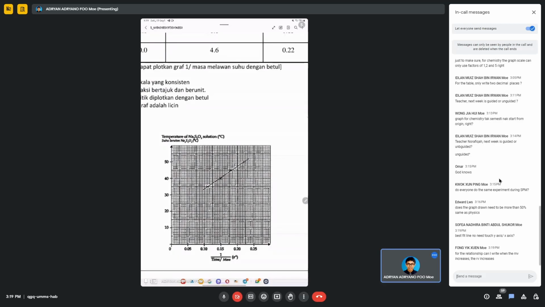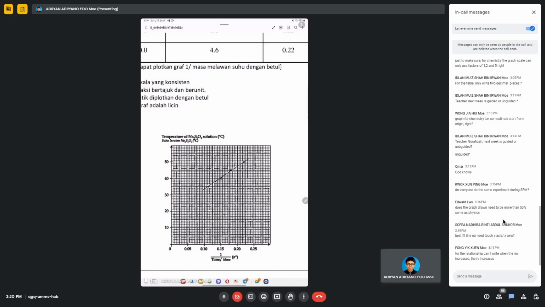For the relationship, can I write when the MV increases, the RV increases? I suppose can, as long as you got tunjukkan teori dia. Best fit line no need to touch Y axis and X axis, don't have to. The best fit line here is different from physics. Physics have to cut, or MS also have to cut. But for paper 3, chemistry, best fit dia tak semestinya potong Y axis. Betul. Dia tak semestinya kena sentuh paksi Y, paksi X tu. Kalau data tu kebetulan sentuh, then sentuh lah.